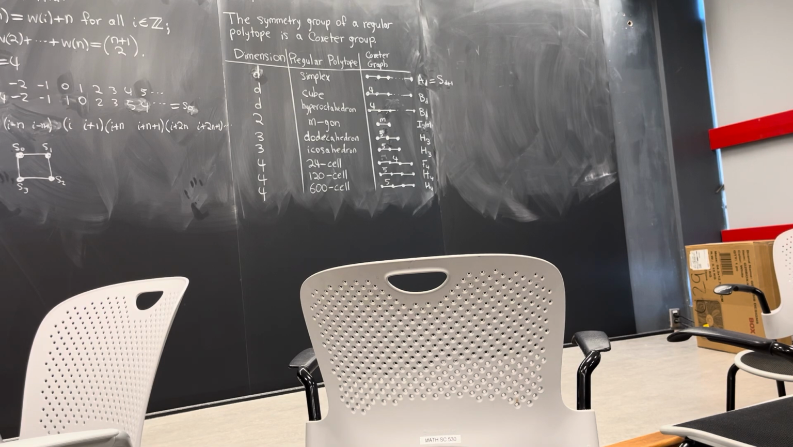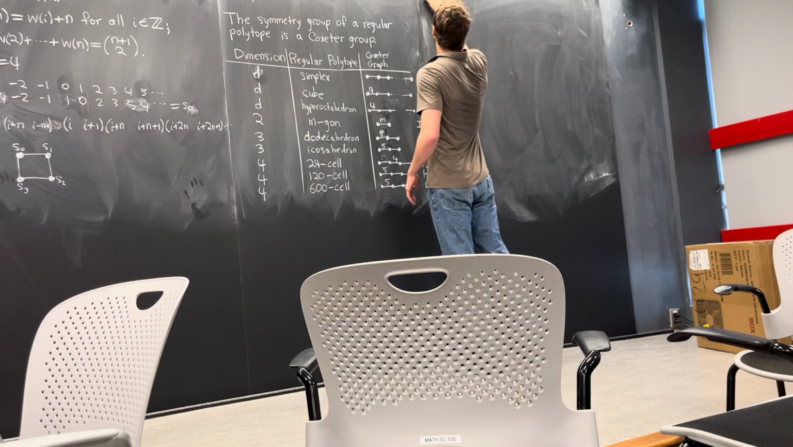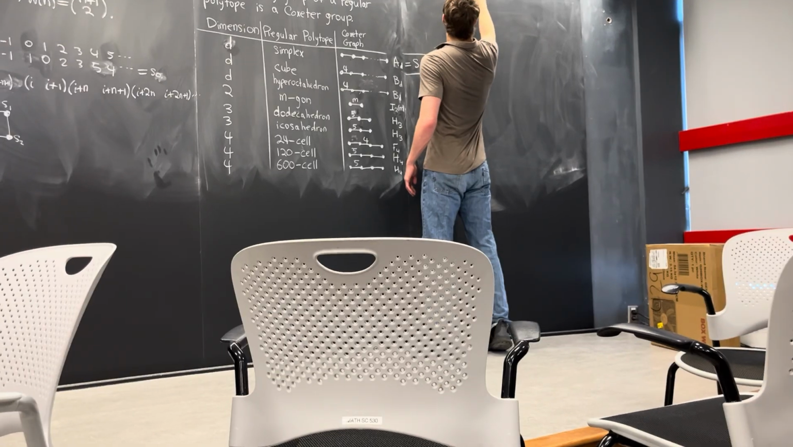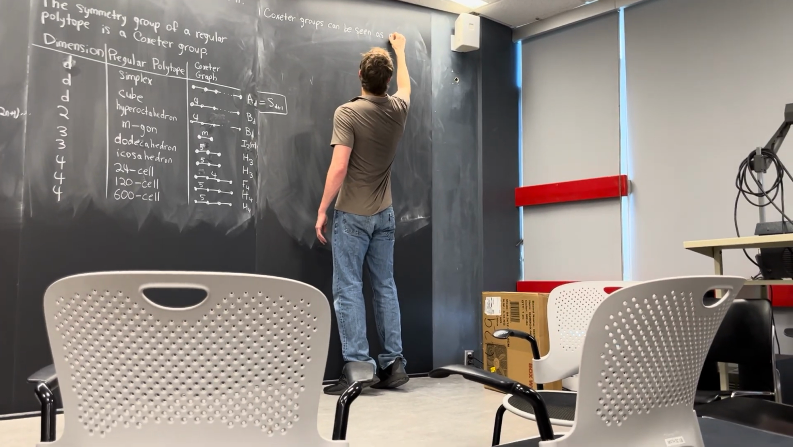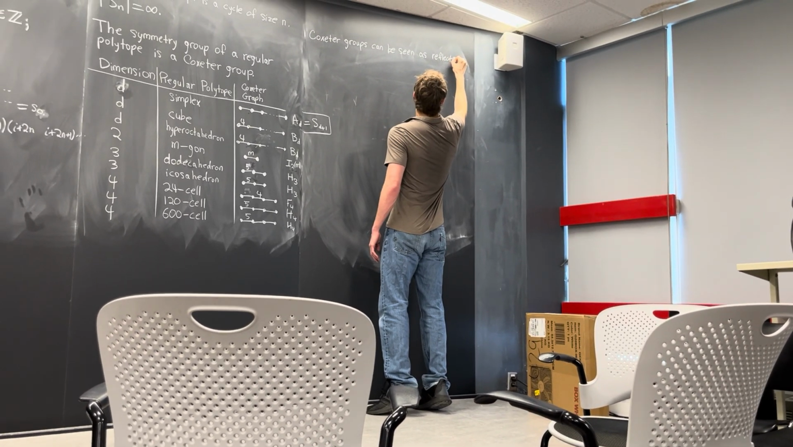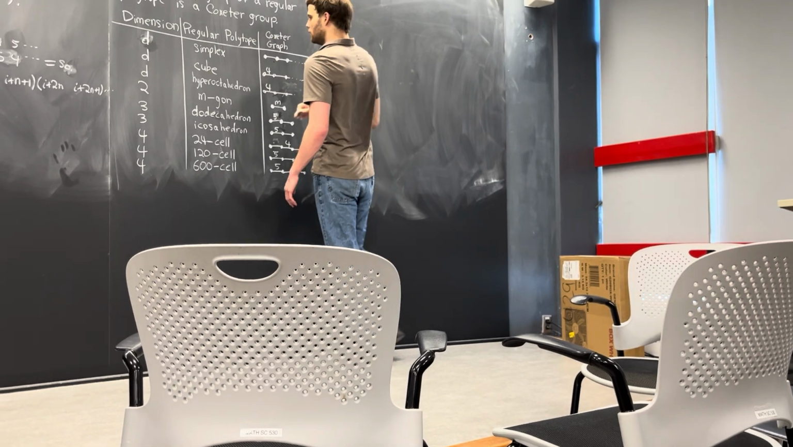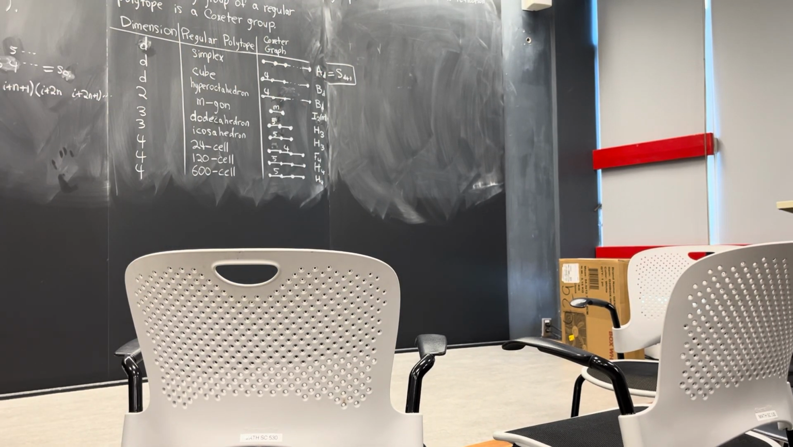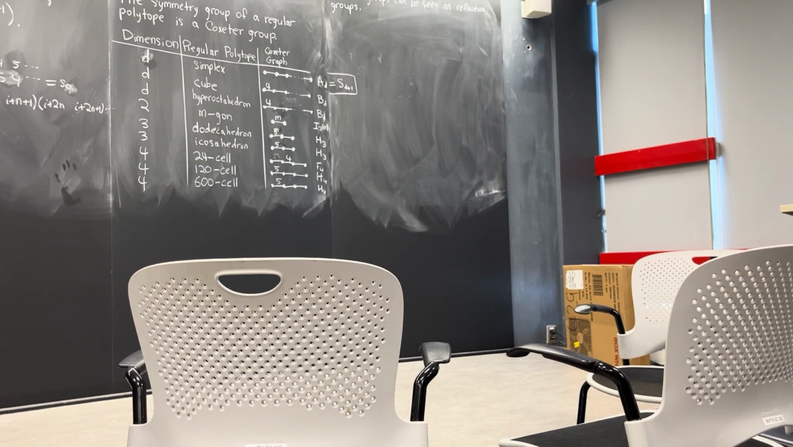So I was just mentioning that you can think of Coxeter groups as reflection groups, so maybe let me write that down. Coxeter groups can be seen as reflection groups. And what I mean by a reflection group is you have some vector space, and you can define a reflection in some meaningful way. This is some linear transformation on your vector space, and the group generated by these reflections is called a reflection group.